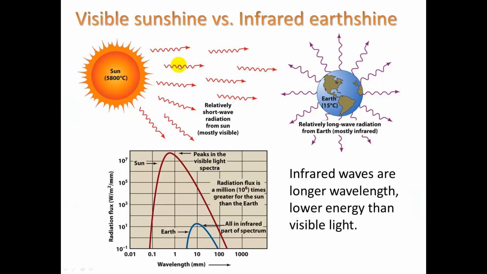We can see here short wavelength visible light, including some UV and some infrared. And then what Earth is re-emitting back into space is longer wavelength infrared. If we were looking at Earth with an infrared camera, we would see its Earth shine.